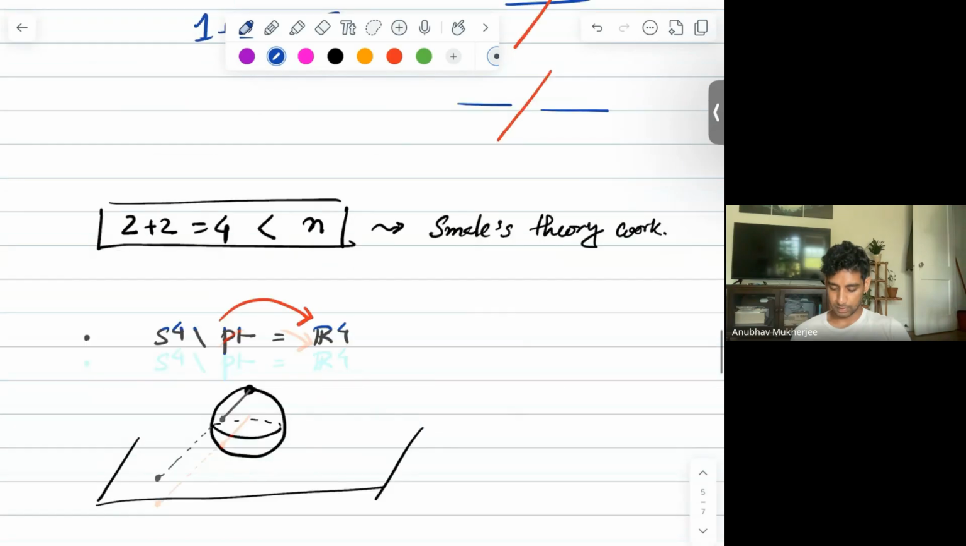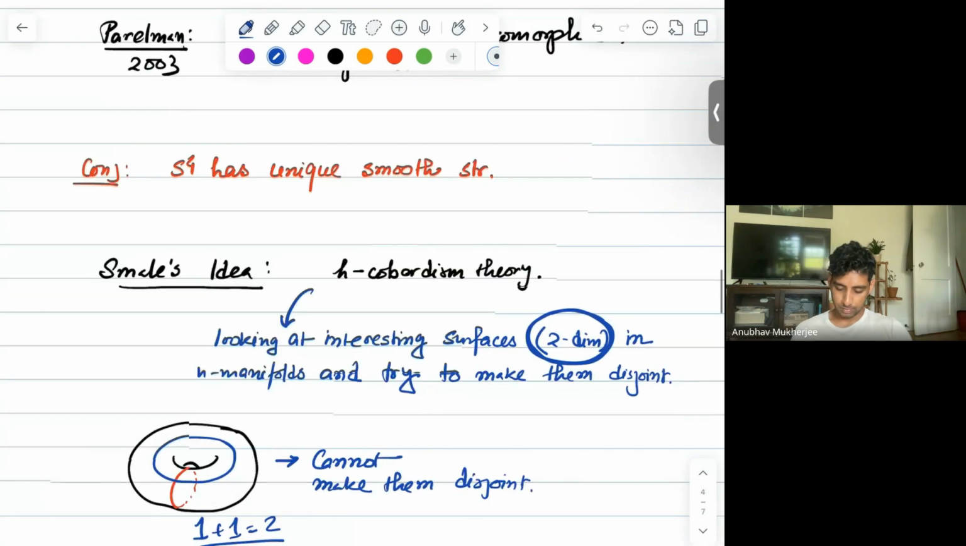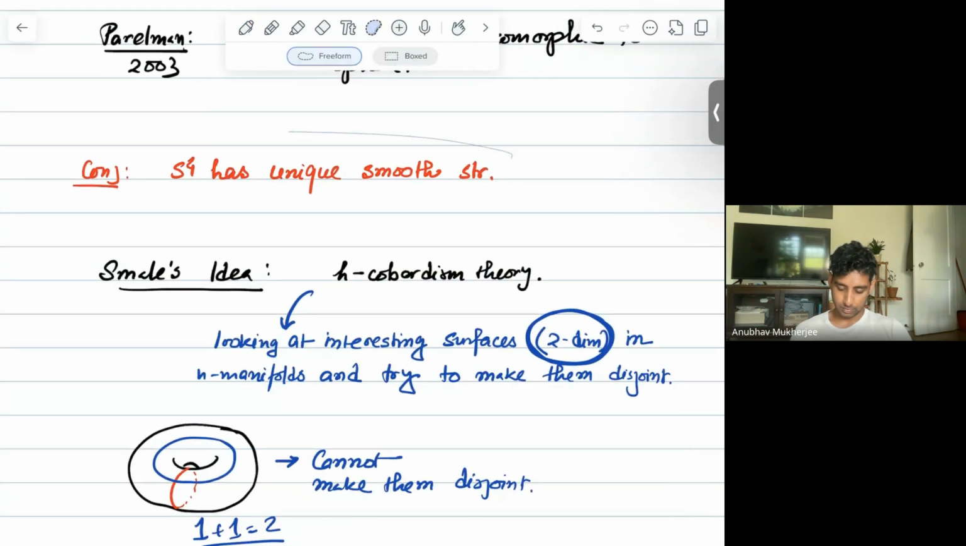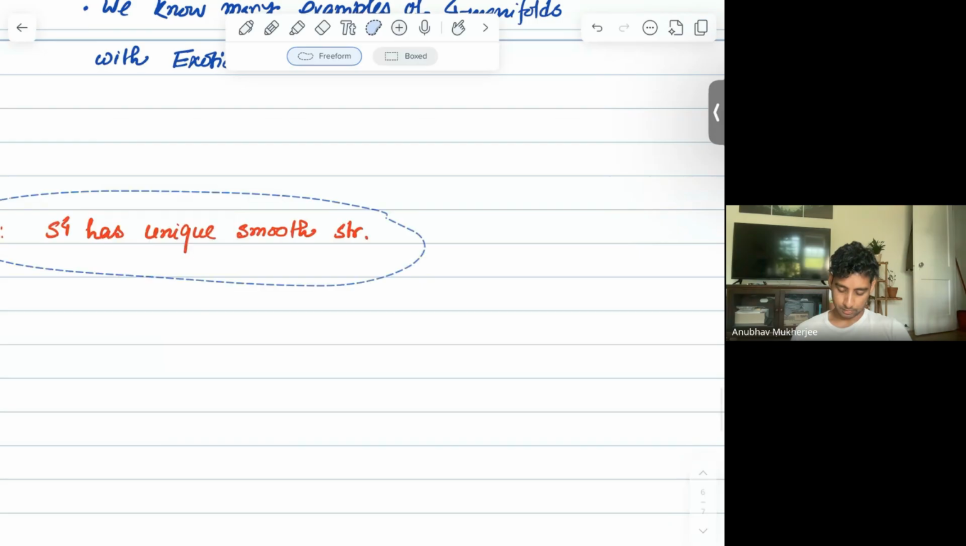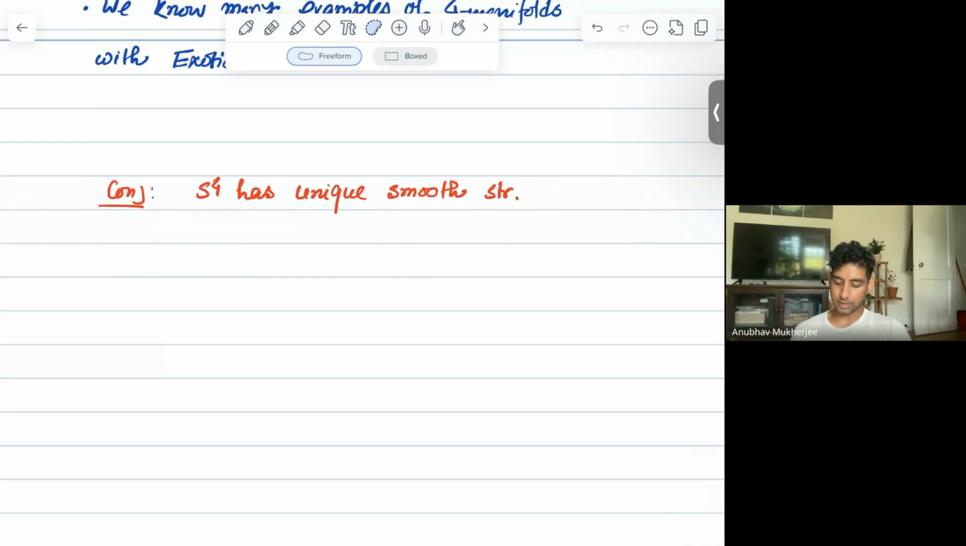So I'll end this talk with this question: whether the four sphere has a unique smooth structure or not. And yeah, I think this is a good time I should stop. And I'm happy to chat if anyone is interested.